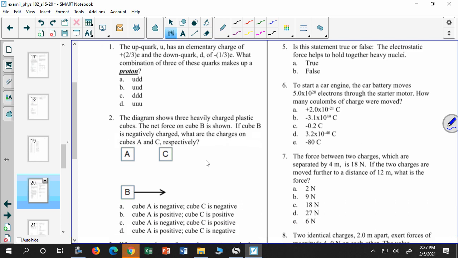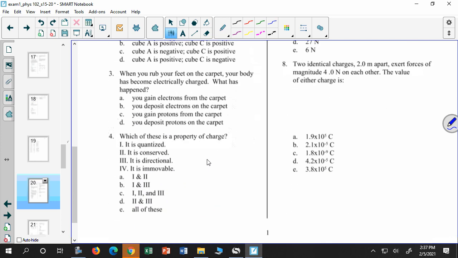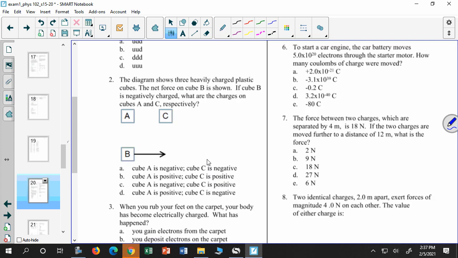There's no freebie question on these exams. I lose that when I go to the 20 multiple choice.